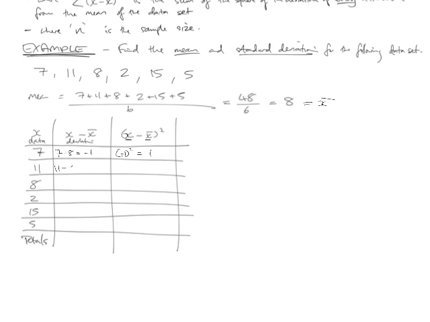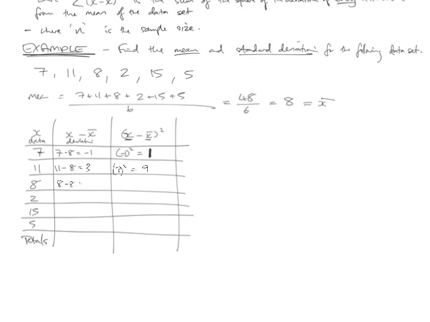Next one, 11 take 8 is going to be... We basically are trying to get rid of the negative and positive signs, because all we care about is how far these data values are from the mean. It's 1 away. I don't care that it's negative or positive. I just care how far it is size-wise. So 11 take 8, that's 3. 3 squared is going to be 9.